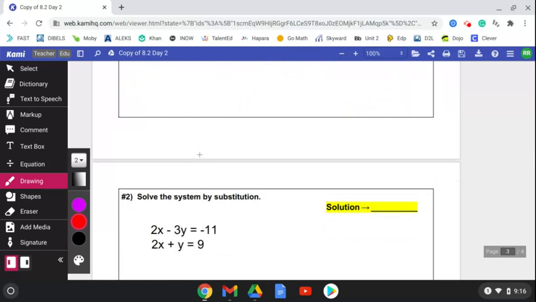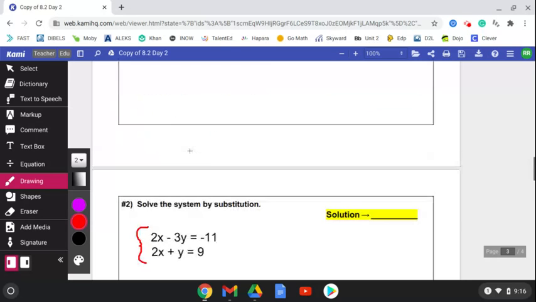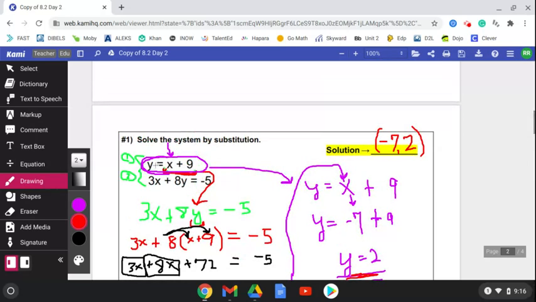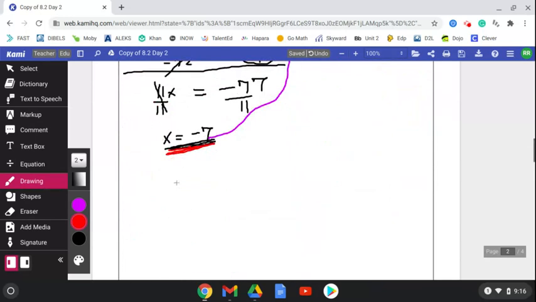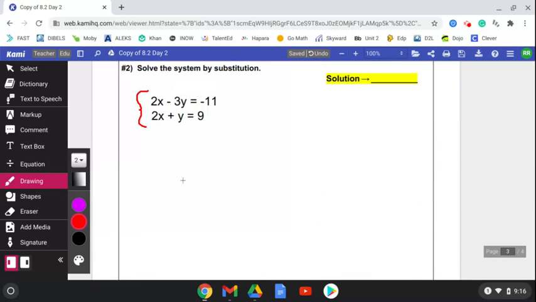All right, number 2, we're going to solve this system. So the first thing to look for is, do you already have one of the equations solved for x or for y? Like in number 1, we already had the top equation solved for y. And so we just plug that into the other equation. But here in number 2, we don't already have an equation solved for x or for y.